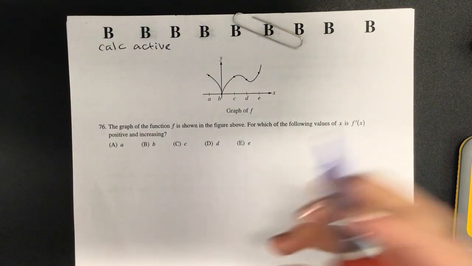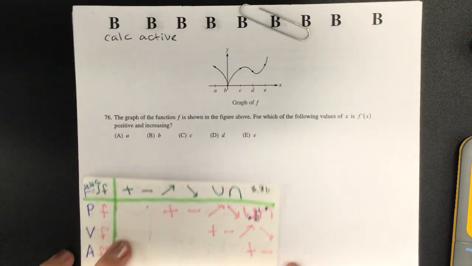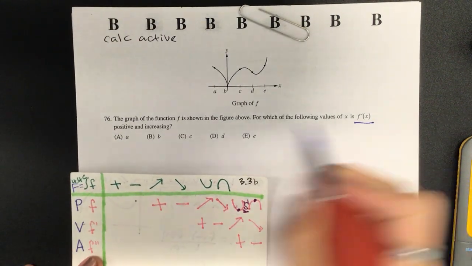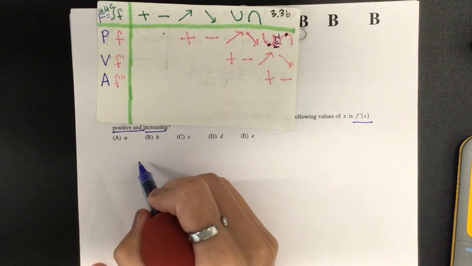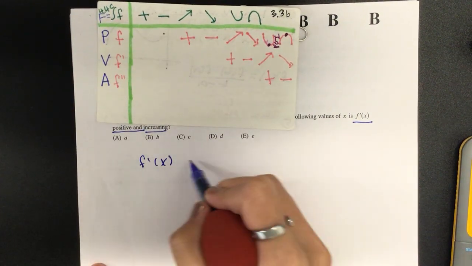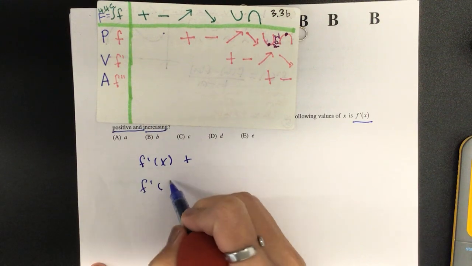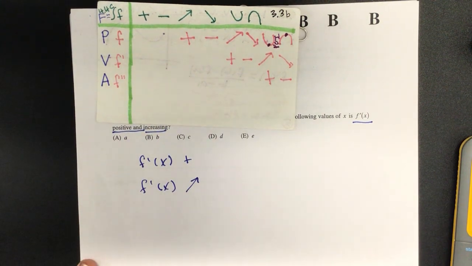So let's analyze what's happening. The PVA card would be very helpful if you want to take that out. It says f prime of x is positive and increasing. So let's analyze: f prime of x is positive and that same value is increasing.